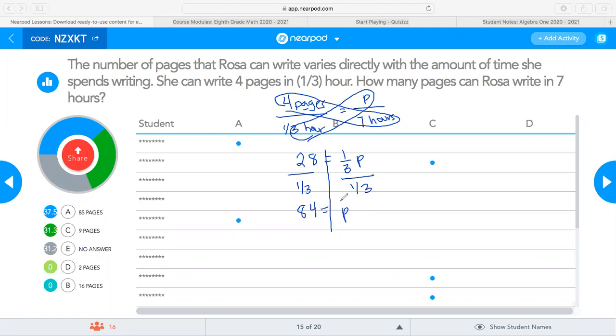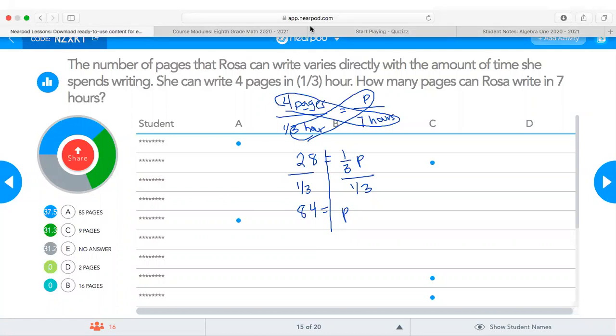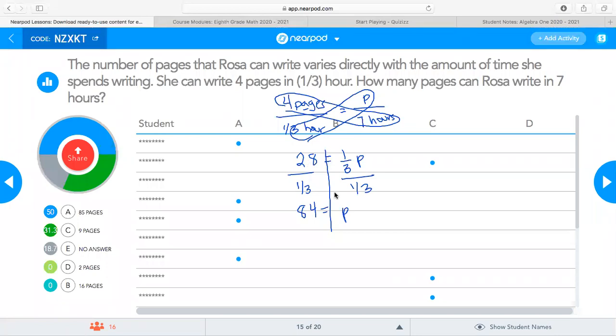Okay, if someone is bold enough, can you please unmute yourself and tell me why you got it incorrect? What made you confused and why did you get it incorrect? Because I need to figure out where we're getting the misunderstanding from. I multiplied instead of divided. Okay, so you did 1/3 times 28? Yes. Okay, is that what everyone else did that got 9 as their answer?